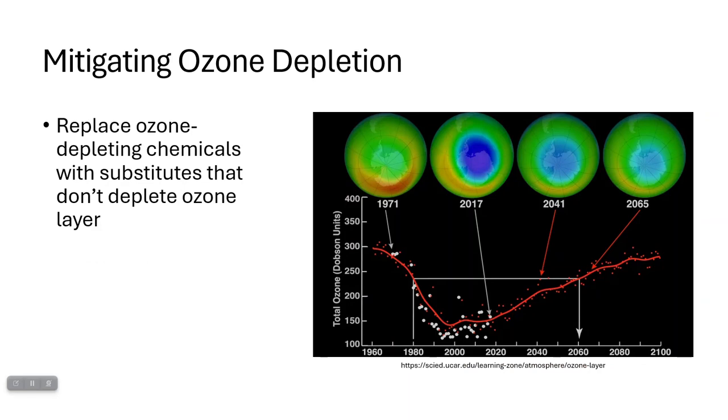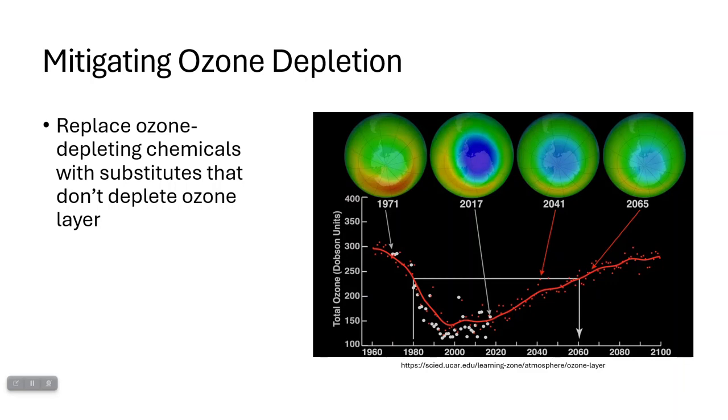So how did we do this? Well, a lot of the companies that were producing the ozone depleting chemicals were forced to look for alternative chemicals that could do the same function. So, for example, replacing CFCs in refrigerators with less harmful chemicals, those that wouldn't deplete the ozone layer.